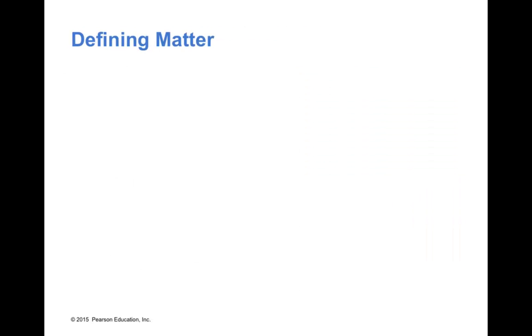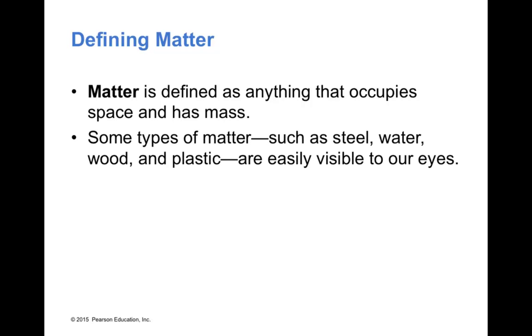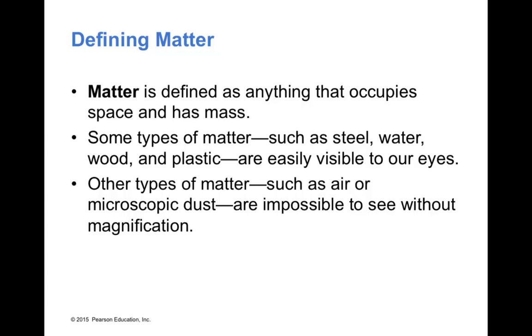Let's define matter. Matter is defined as anything that occupies space and has mass. Some types of matter, such as steel, water, wood, and plastic, are easily visible to our eyes. Other types of matter, such as air or microscopic dust, are impossible to see without magnification.